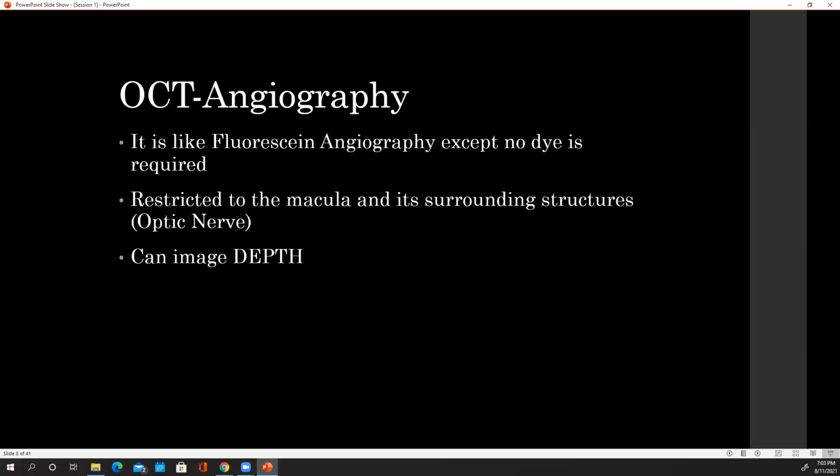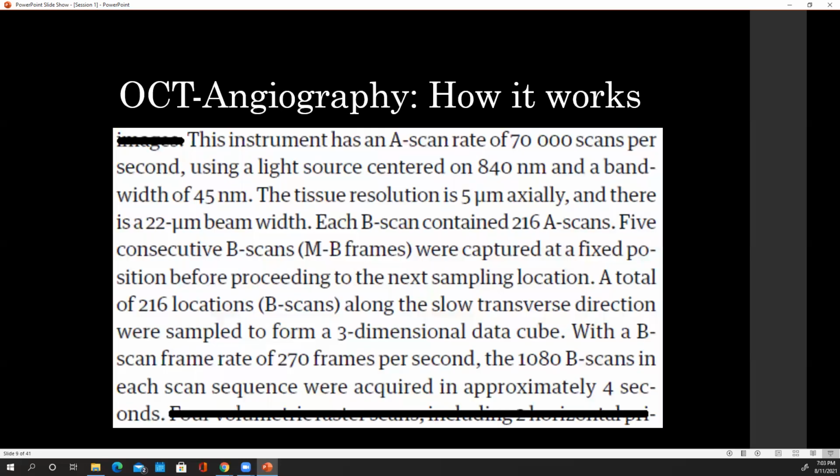So that opens up diagnostic ability in a way that maybe we didn't have before. But I want to talk about how it works. So this is going to combine kind of B-scan and OCT. Were you able to read or at least skim this paper? Do you remember this paper?